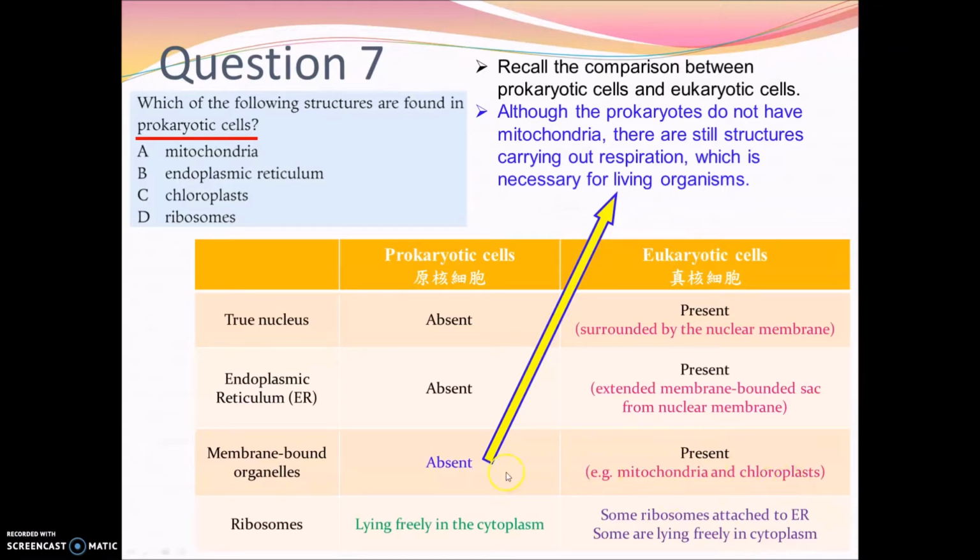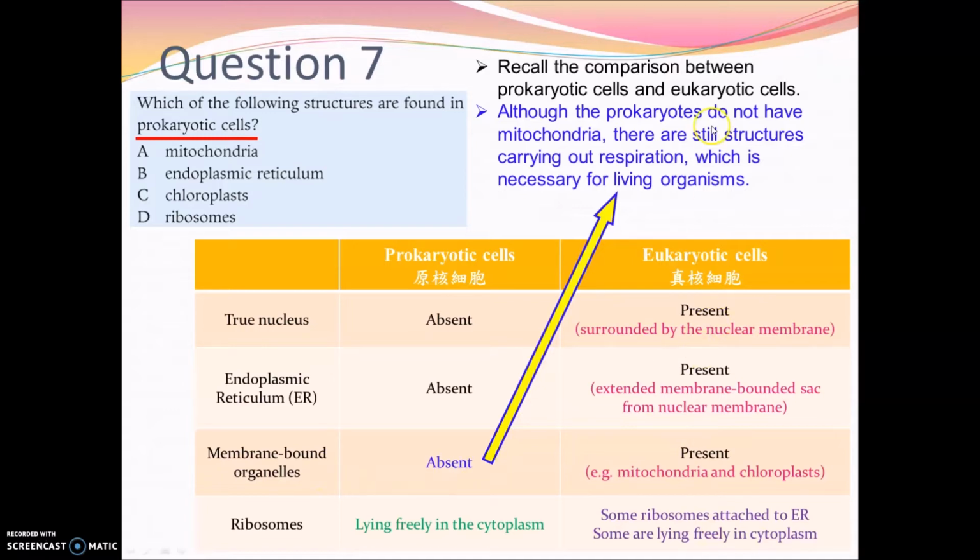And I wanted to mention one thing. Look at this arrow. This arrow is trying to clarify the concept, because some students may misunderstand that prokaryotic cells, because they do not have mitochondria, do not have such membrane-bounded organelles. What is the function of mitochondria? It is to carry out respiration. So they may think prokaryotic cells cannot carry out respiration. It doesn't make sense.